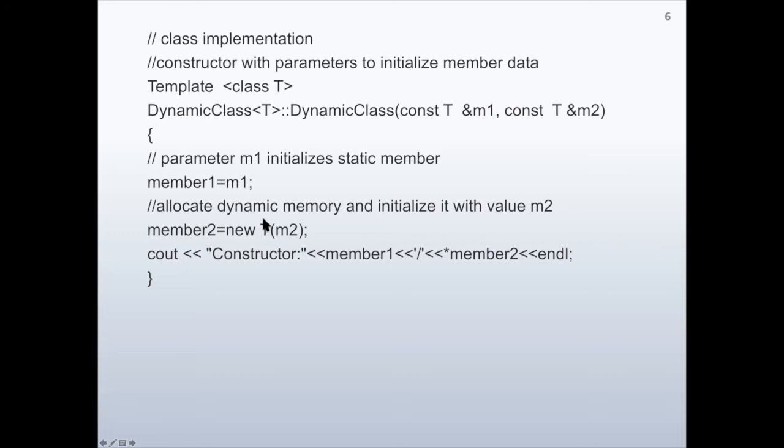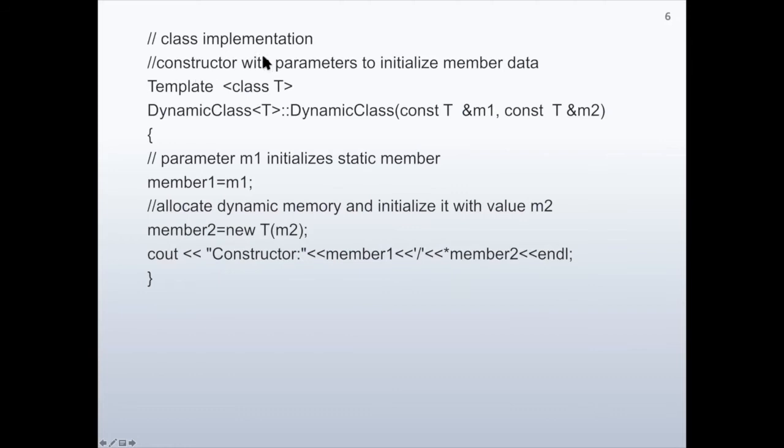For the member 2, by using a new operation, an object of type T, this is a template type, is created for which the value is initialized to M2, which is the parameter given here. And then there is an output statement. This is indicating that the constructor is called. The value of member 1 is this one, slash, and the value of the item pointed by member 2 is this one, and end line.